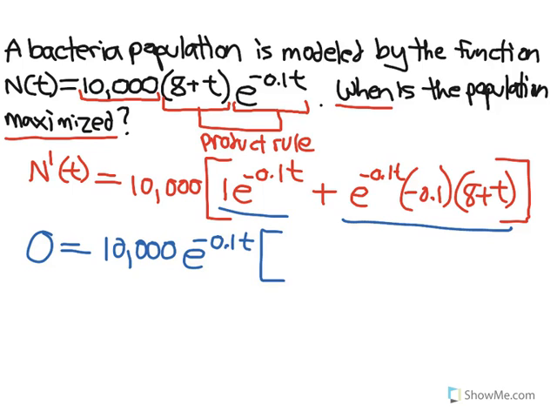And what are we left with? When we take it out of the first term, we're left with 1. Take it out of the second term, we're left with negative 0.1 times (8 plus t).